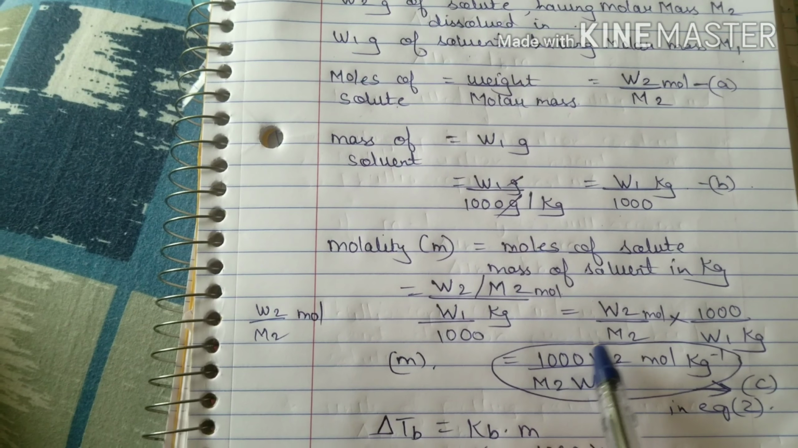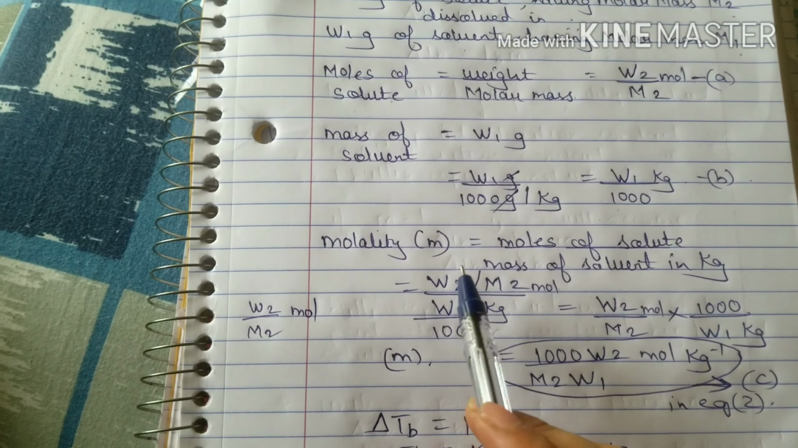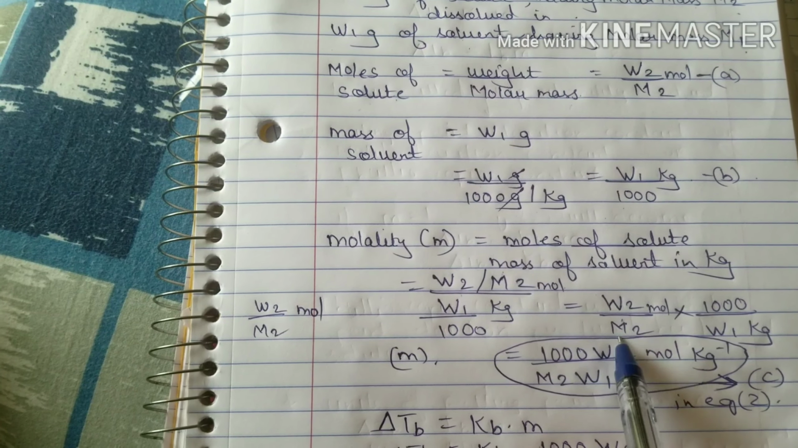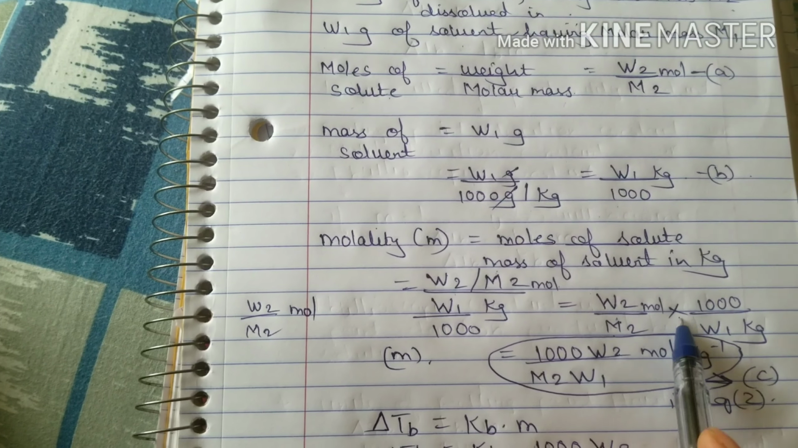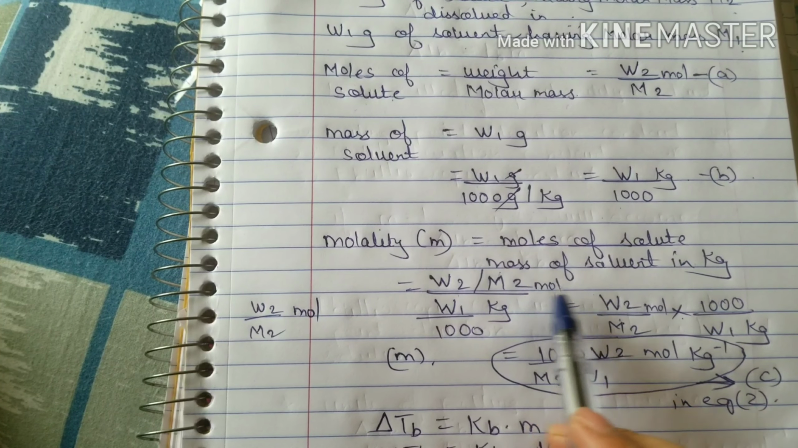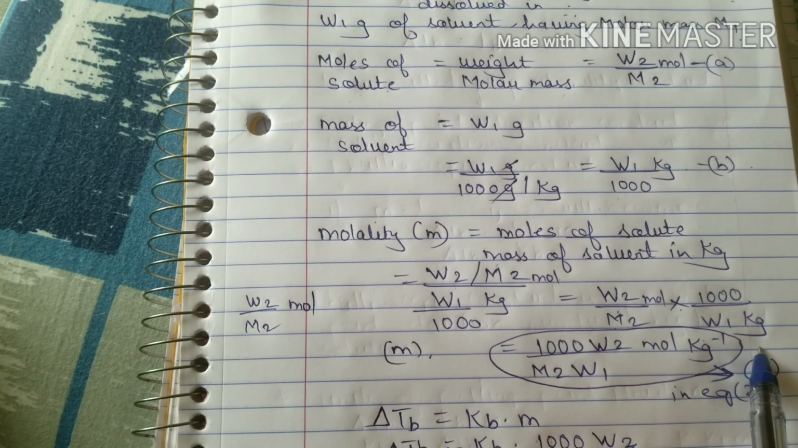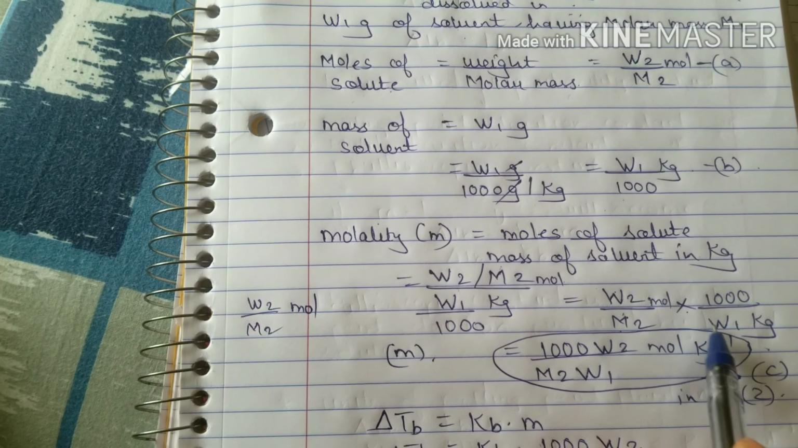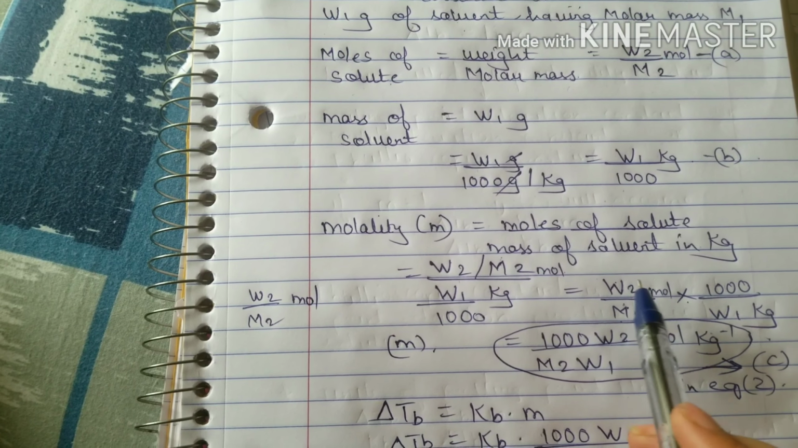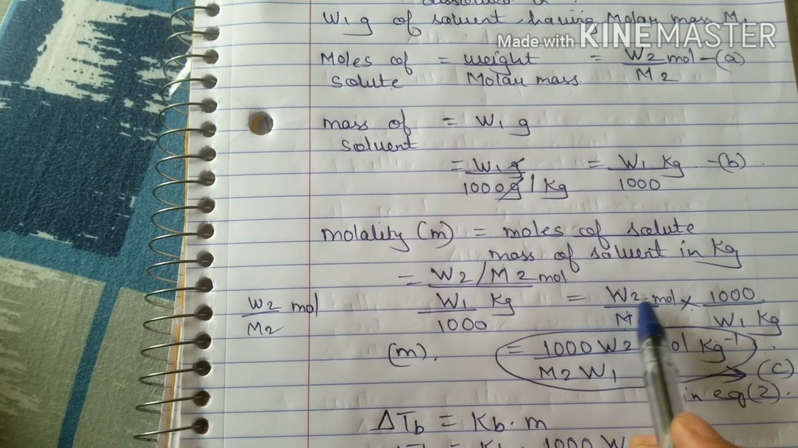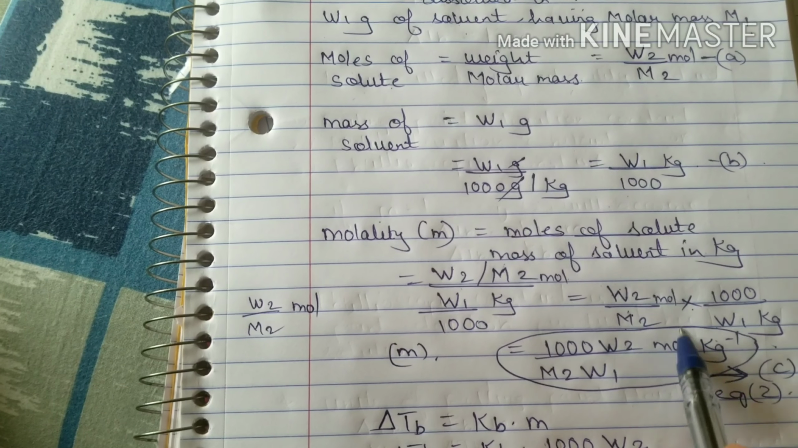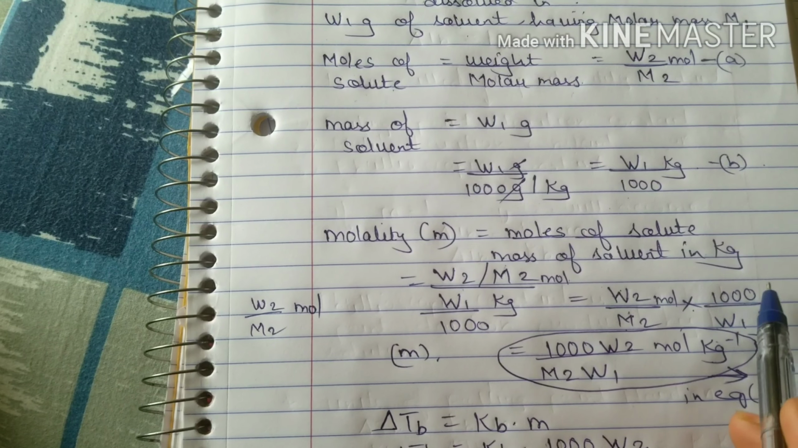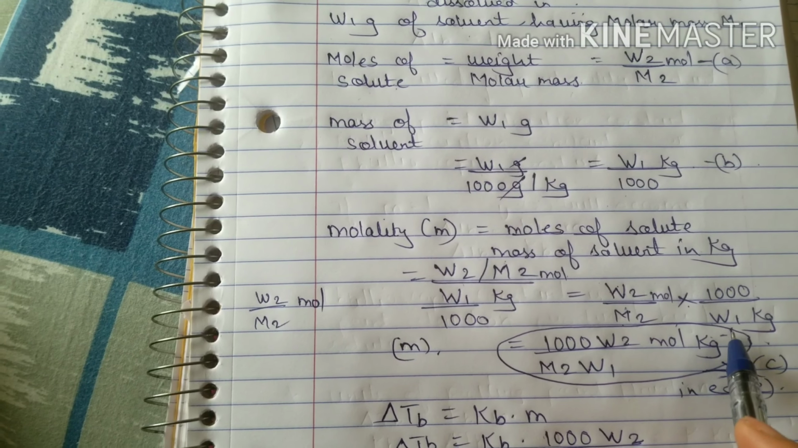Okay, now next is what? You just have to do the cross multiplication. So W2 upon M2 mole into 1000 will go up, W1 and kg is going to come down. Just multiply this. This is a simple mathematical relation here. So 1000 W2 mole upon W1 M2. Kg is down here because it is going up, that is why I have written -1.